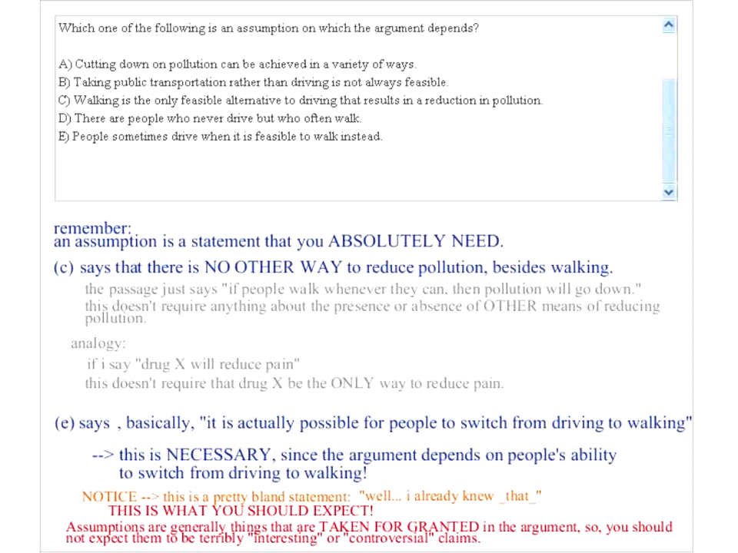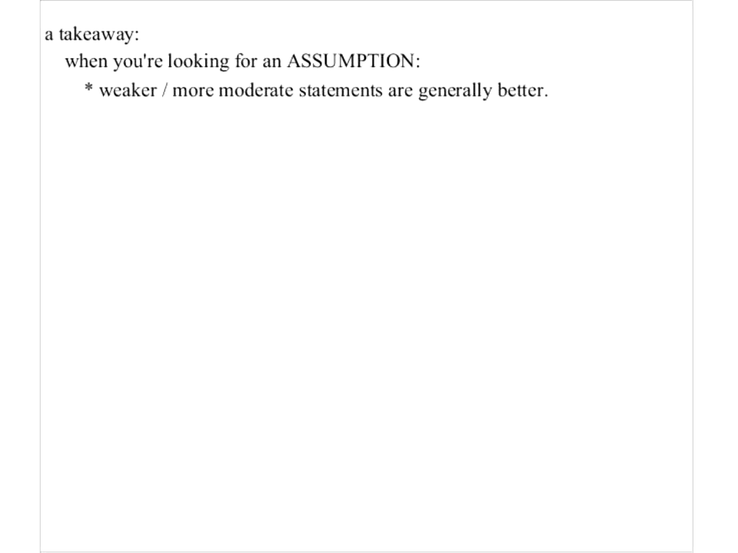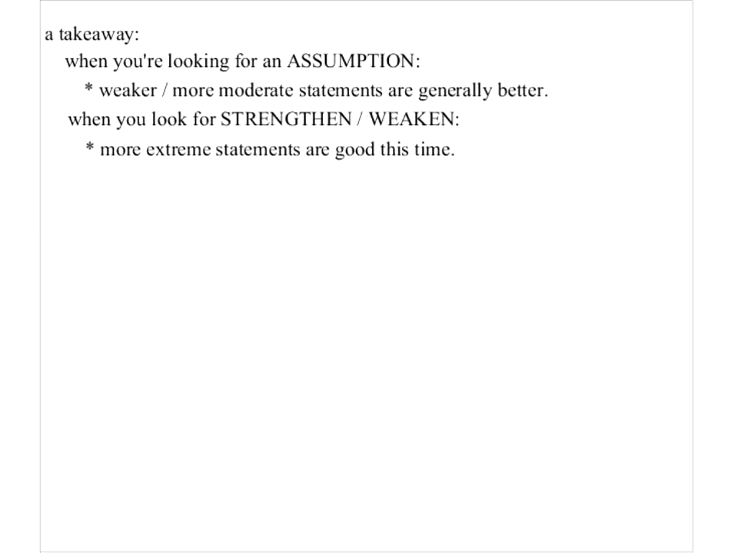Okay, so let's get takeaways from this problem, then I'll present you with a very powerful technique for attacking these, and then we'll revisit this problem. So first, a takeaway. When you're looking for an assumption, weaker or more moderate statements are generally better. On the other hand, when you're looking for a strengthen or weaken question, more extreme statements are more likely, or at least more extreme statements are good this time. So it's polar opposites here.